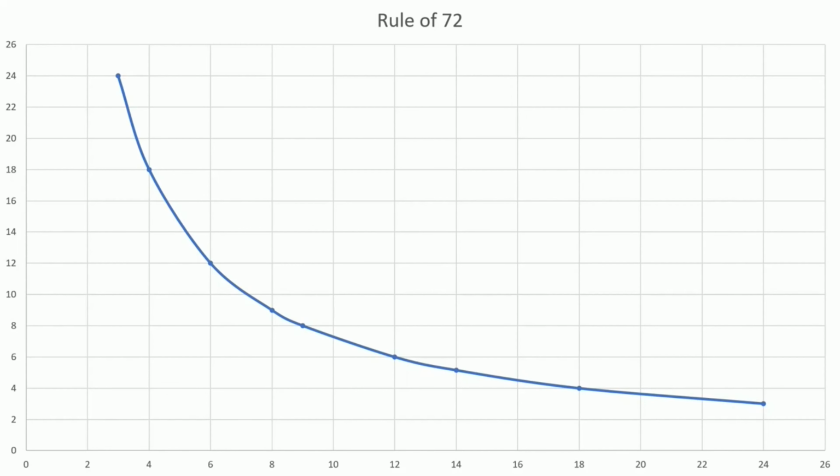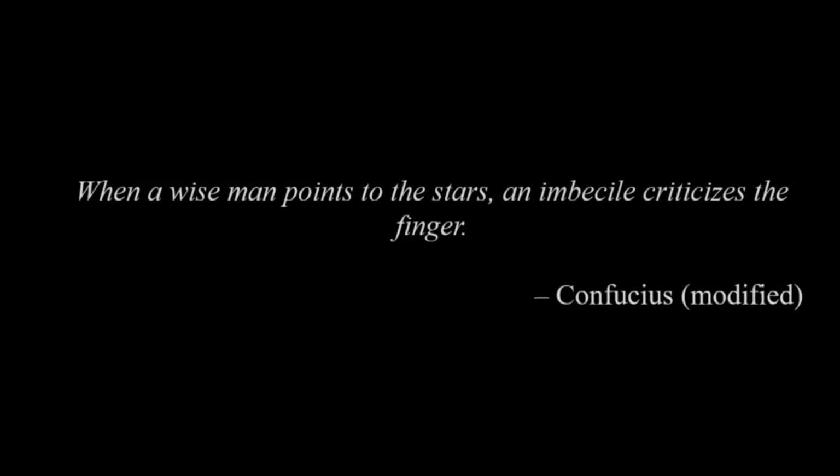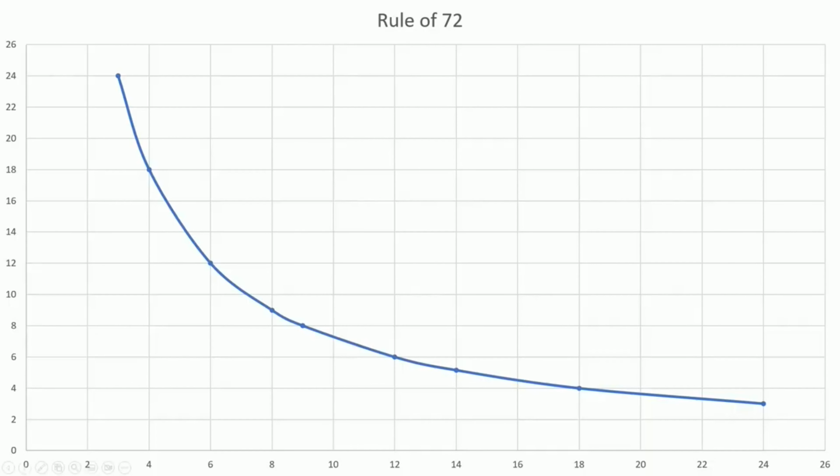But I recognize that that was not possible for a very long time. And the reason that is called the Confucius test is that you can see from this screen up here, Confucius pointed out that when a wise man points to the stars, there's always an imbecile there to criticize the finger. So no, 72 times 1 is not 100, but those are the extremities of this curve. We are taking the middle parts of this curve.